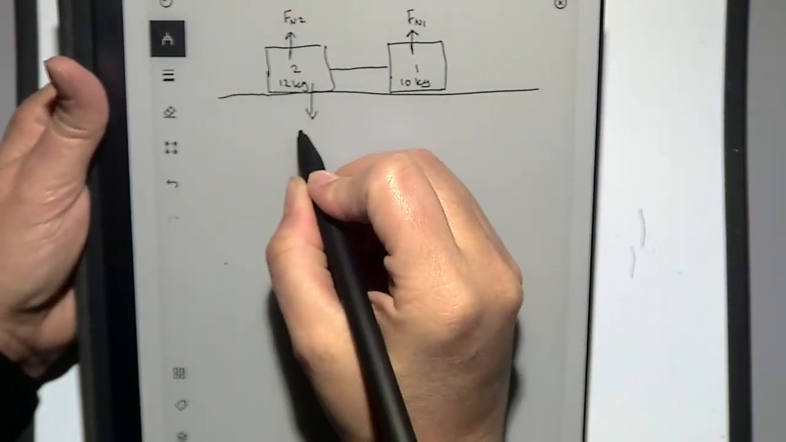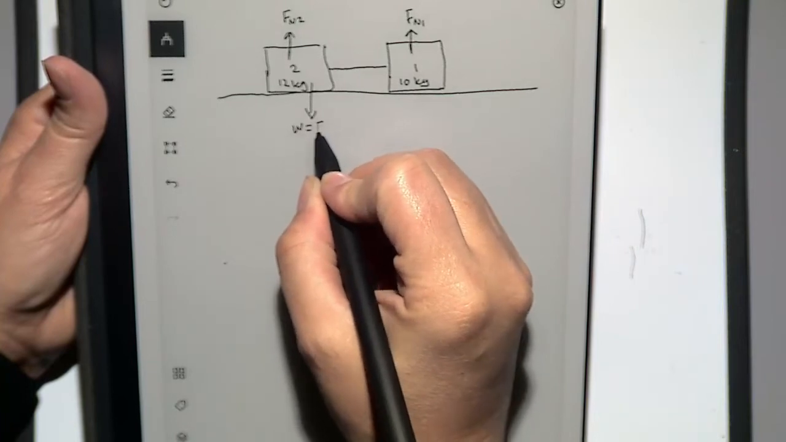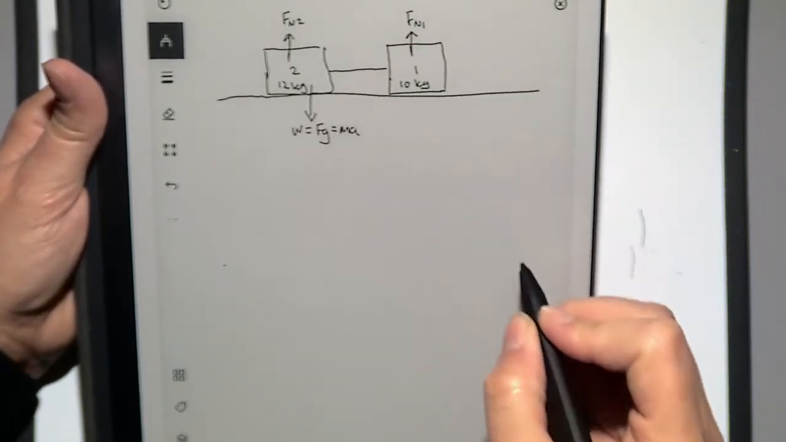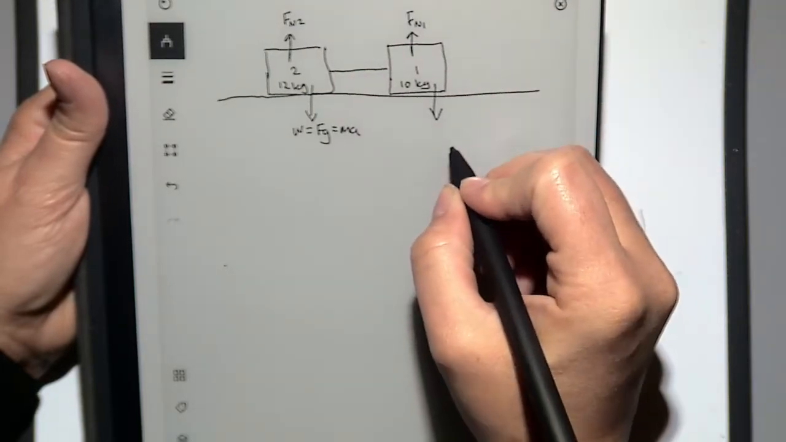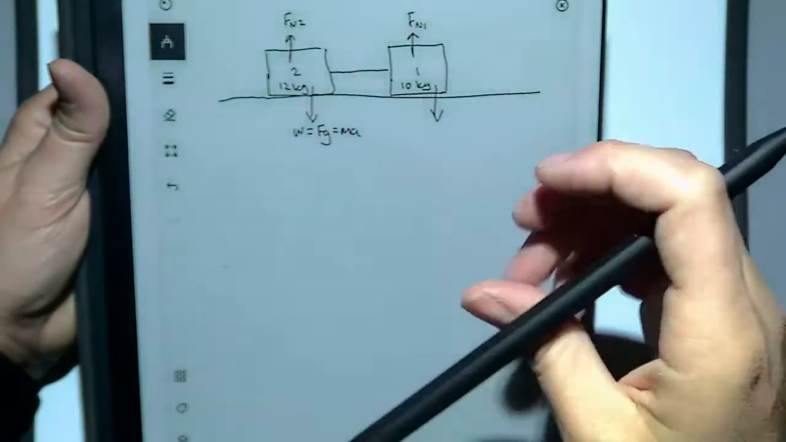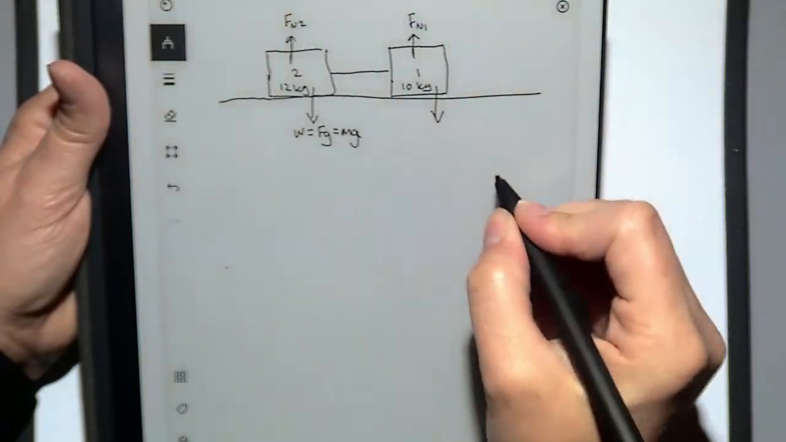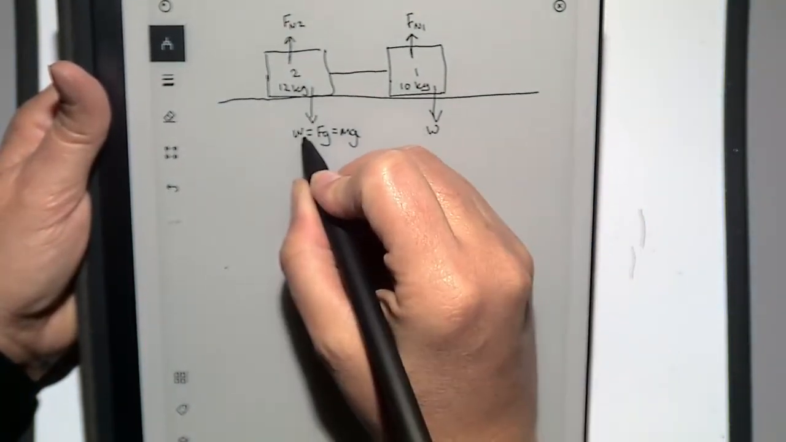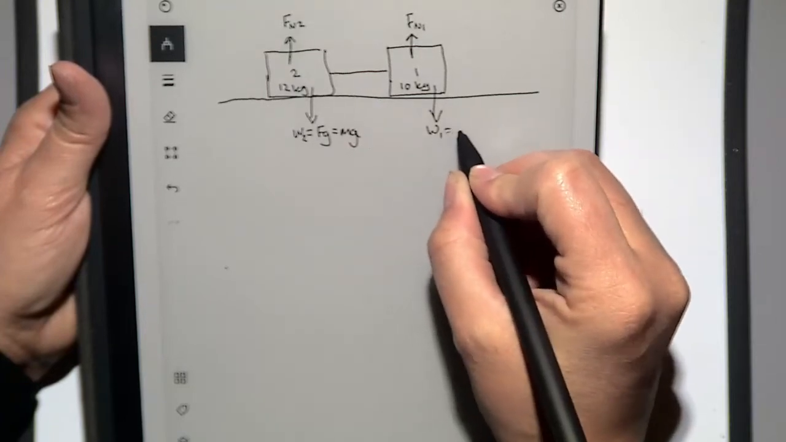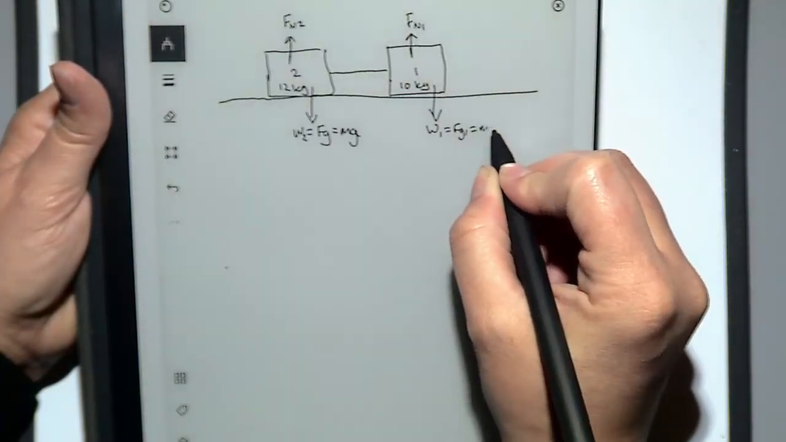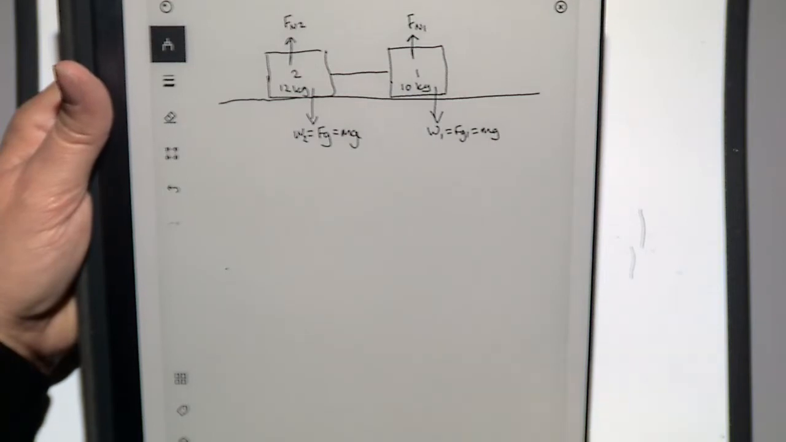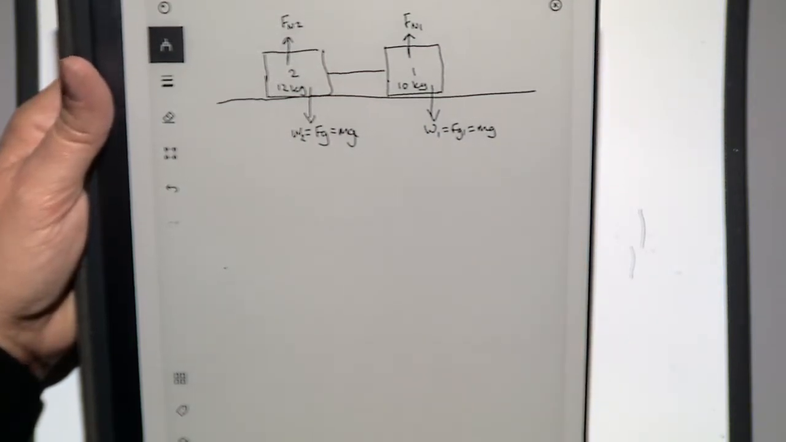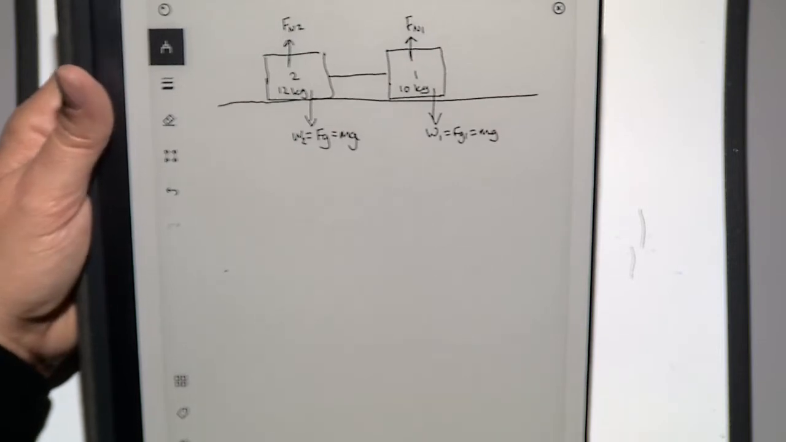So we have the weight force, which also equals the force due to gravity, which equals mg. Sorry, that's G, mg. And we have the same for this one as well. So we've got acceleration due to gravity and the mass of the box, which we know. So we can actually calculate that, but we'll get to that in a moment.